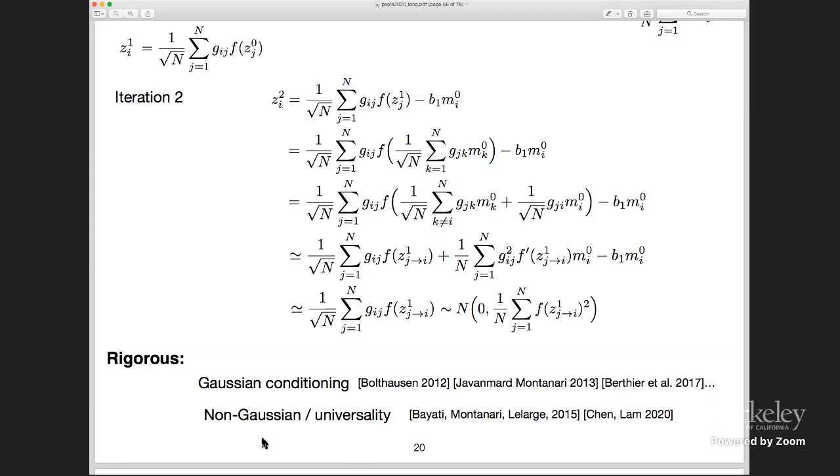And so you would want to extend the proof of the correctness of state evolution to non-Gaussian matrices. Indeed, this is what's called universality. This has been proved by Bayati, Montanari, and Lelarge for a restricted class of functions F_l, polynomials to be more precise. They prove this for polynomial nonlinearities. And recently, in a very nice work by Chen and Lam, they extended this to all Lipschitz functions. So your F_l can be any Lipschitz function, and you still have universality.